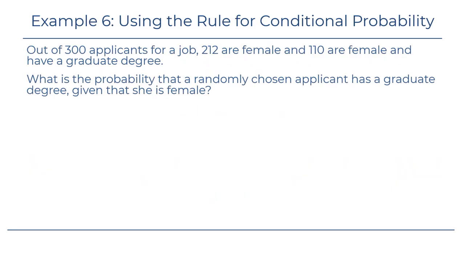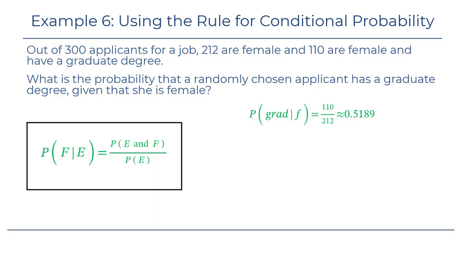For example 6, out of 300 applicants for a job, 212 are female and 110 are female and have a graduate degree. What is the probability that a randomly chosen applicant has a graduate degree given that she is female? Before we use our new formula, let's use our old way of doing this question. To find the probability that the applicant has a graduate degree given that she is female would be graduate degree females, which is 110, divided by the number of females, which is 212. That would give us 0.5189.